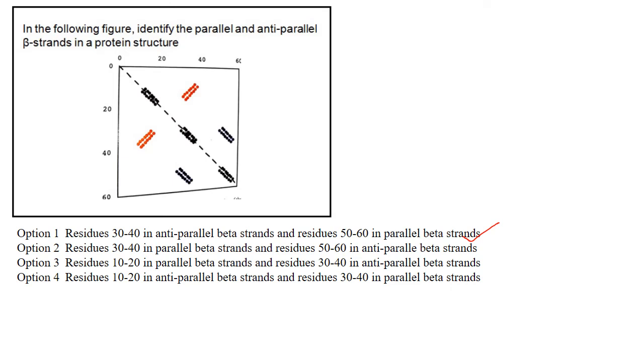Then next one. In the following figure, identify the parallel and anti-parallel beta strands in the protein structure. So residues 30 to 40 are anti-parallel, that is over here. And these are the parallel beta strands, that is 50 to 60. So answer is option 1.